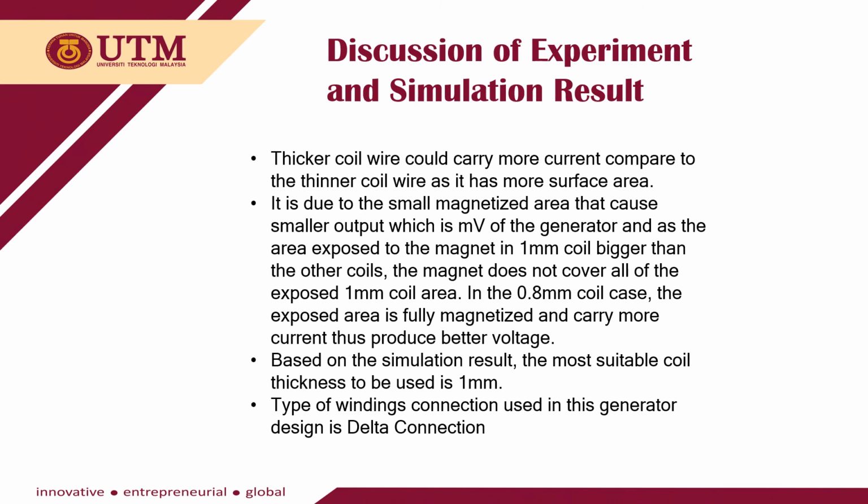Next, based on the simulation result, the most suitable coil thickness to be used is 1 mm. It can be seen from the previous graph that the power output can reach up to 850 watt and it can produce 24 volt of voltage at 1600 rpm.